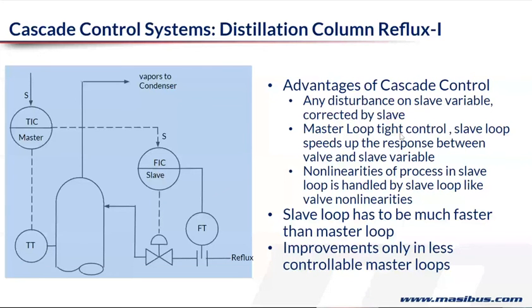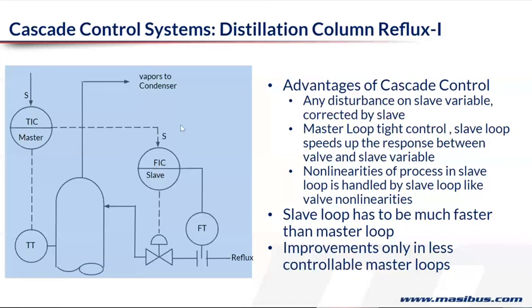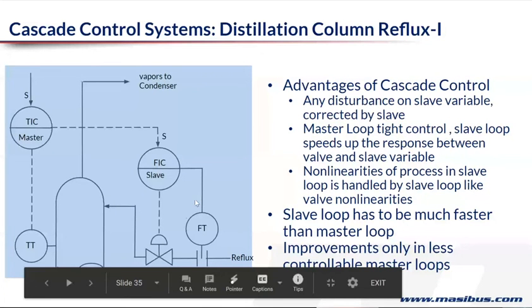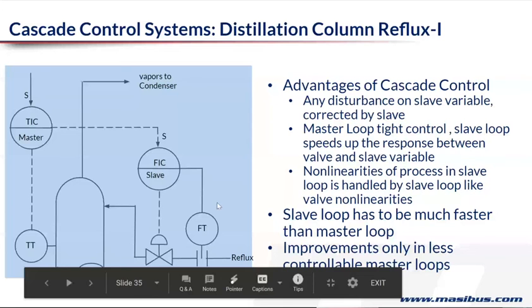Now, the master loop is able to get a tight control because the slave loop speeds up the response between the valve and slave variable. If this was not there, by the time the master controller would respond, there would be a dead time, and the master would never be able to get a tight control, right? And also to some extent, the non-linearities of the process in the slave loop, like valve non-linearities, are handled by the slave loop. So this is the aim of this controller, because it is fast. It takes care of the non-linearities also in a better way. Then the master would be able to take care.